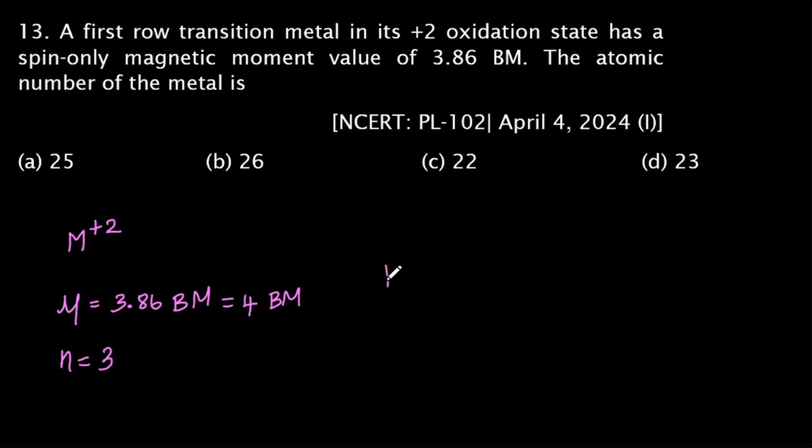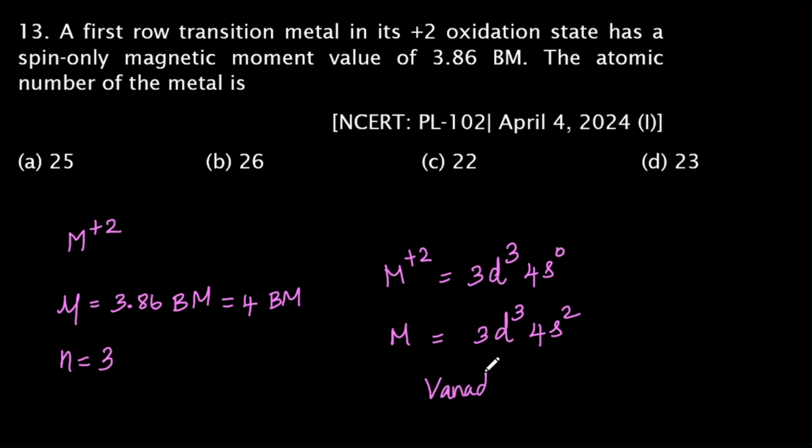So this metal in +2 oxidation state has 3 unpaired electrons in its 3d orbital. It exists in +2 oxidation state, which means the 4s orbital does not have any electron. So the metal in elemental form will have the configuration 3d3 4s2. After the loss of 2 electrons only, it will become M2+. The element which has this configuration is vanadium, and the atomic number of vanadium is 23. So the correct option is option D.